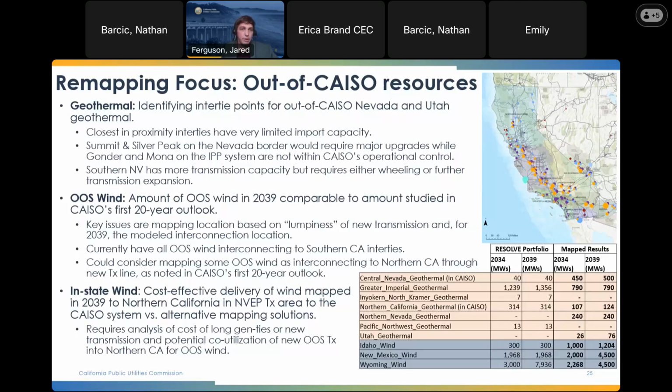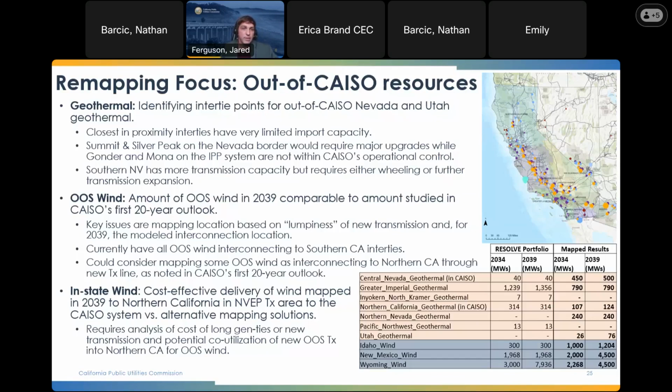And then you do have the southern Nevada area, which has transmission capacity and import capacity from transmission expansion, but you then require either wheeling or additional new transmission to get the resources to those points. So we're trying to identify what staff think are the ideal cost-effective points of interconnection, or if those resources should maybe be remapped to other locations.